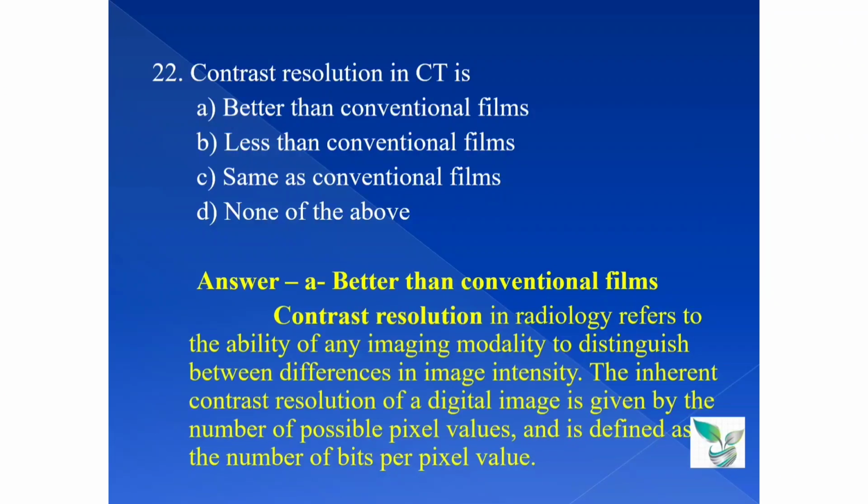More about the CT number and the image, I have discussed in my previous video. I'll be sharing the link of that video in my description box, so that you will get more idea about what is meant by CT number, pixel, voxel. Voxel is the volume element, and the window width and window level, all those things I have discussed in that video. It is defined as the number of bytes per pixel value. So this relates to contrast resolution. Contrast resolution means distinguishing the differences in image intensity.